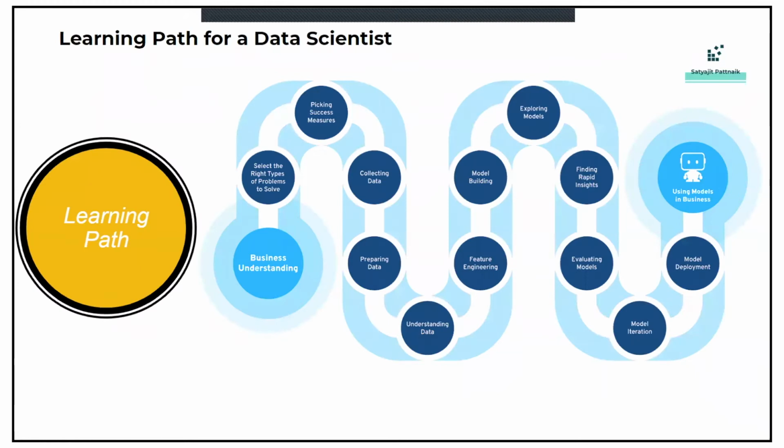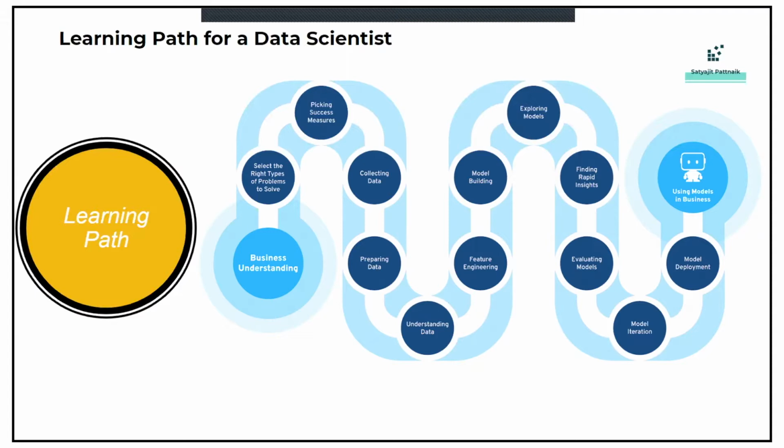Let's try to understand what exactly is the learning path for a data scientist. Now, a data scientist follows this particular learning path. It starts from the business understanding phase, where domain knowledge comes into picture. Domain knowledge plays a very vital role in business understanding, because only when you have a domain expertise, then only you will be able to take some decisions.